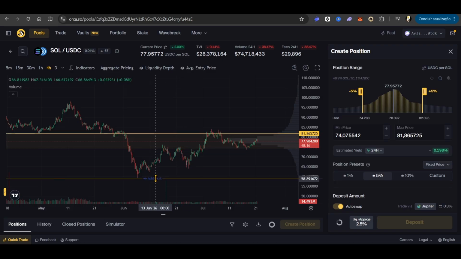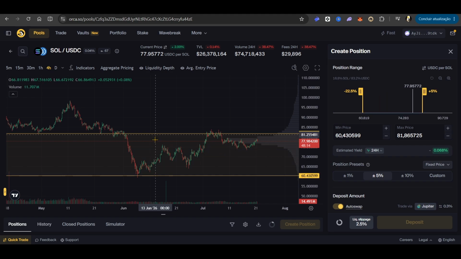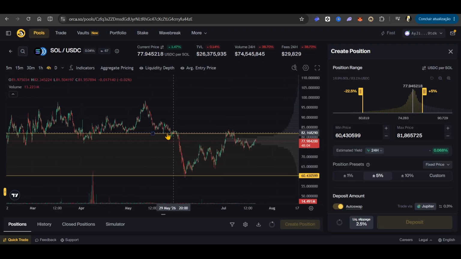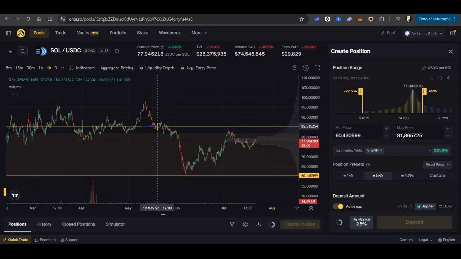I'm not going to backtest all that much, but I'm just going to simply lower my downside to this recent bottom at around $60. And then on the upside, I'm just going to protect myself a little bit for a potential appreciation. So let's say I want to go up to 85, something like this, and in this range, I would deploy 80% of my capital. So you see the estimated yield here is much lower because we just spread our liquidity position through a wider range.